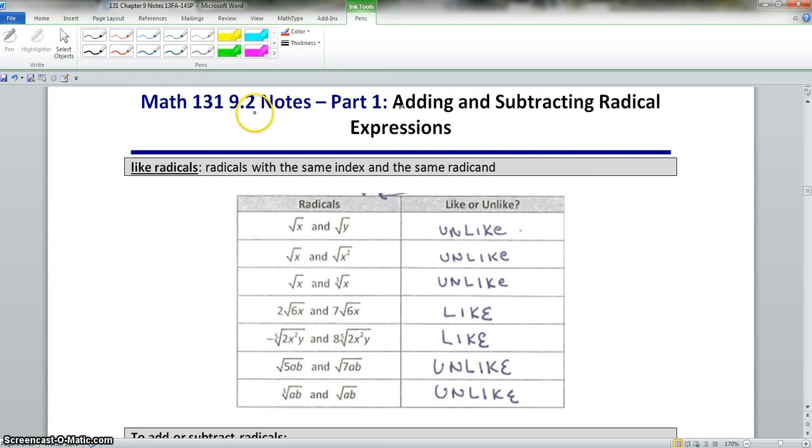Okay, class, we're about to start section 9.2, part 1, adding and subtracting radical expressions. Like radicals are radicals with the same index and the same radicand. Basically, it goes like this. Say we had the fifth root of x.